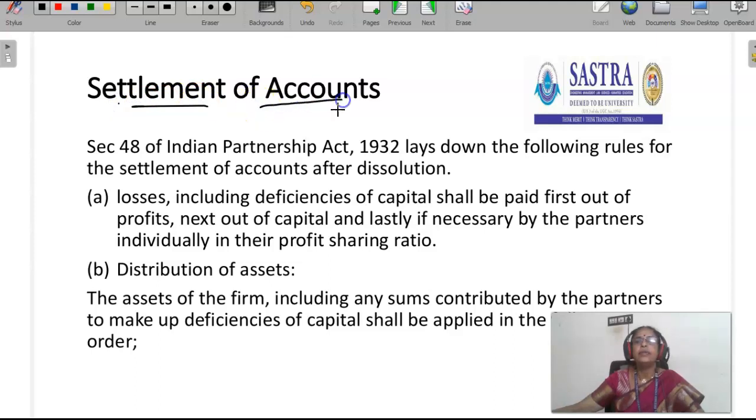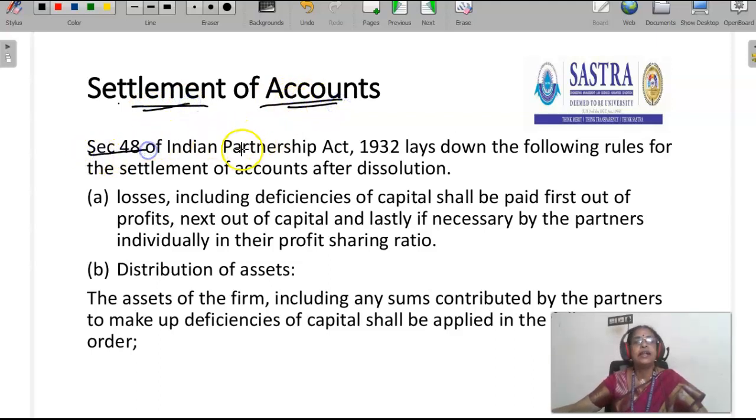Settlement of accounts: because they are not going to run the business, they have to settle the accounts. Okay, outsiders' liabilities, partners' loan, partners' capital, all have to be settled. Okay, how are they going to settle? They will sell the assets and settle the liabilities. Okay, there are certain rules regarding the settlement of accounts.